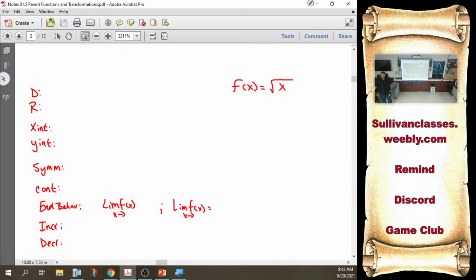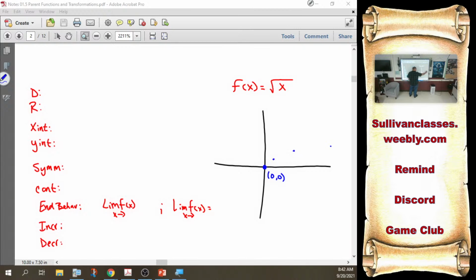So you have to know what the parent graph, square root of x, looks like. Well, parent graph has an origination point at 0, 0, and then moves by square root. Square root of 1 is 1. Square root of 4 is 2. Square root of 9 is 3. And it heads off into the wild blue yonder, like so. So then you got to tell me all the stuff about it.